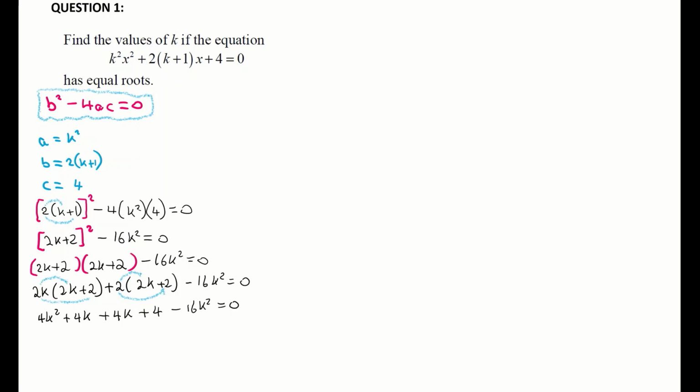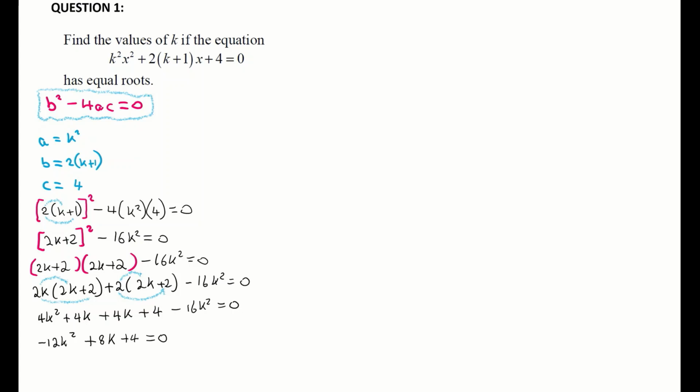Now I'm going to group like terms. So 4k squared minus 16k squared gives me minus 12k squared. I then have a positive 4k plus 4k, which is giving me positive 8k. And then I have my constant, my plus 4 is equal to 0. So basically what it's getting me is another quadratic equation.